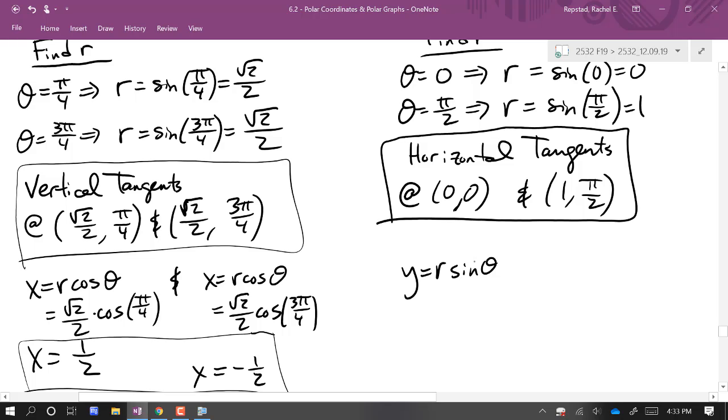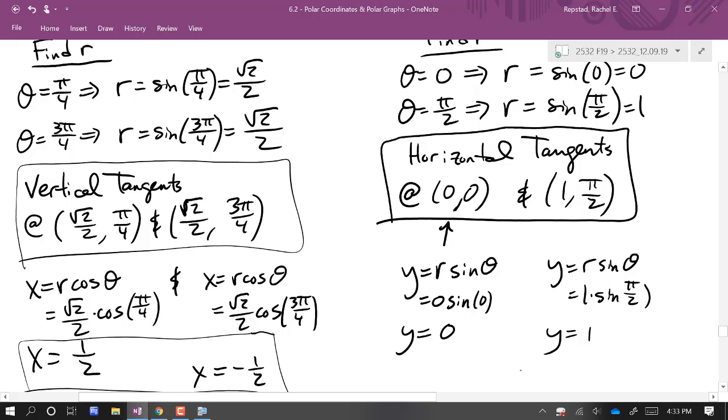So y is r sine theta. Let's see, for this one, we get 0 times sine of 0, and that's just y equals 0. And here we get 1 times sine pi over 2, and that's just 1, y equals 1.